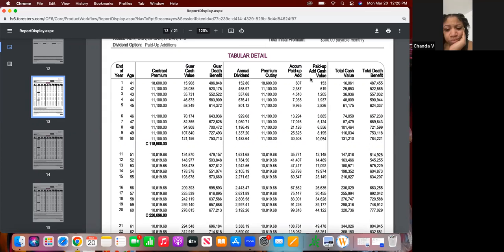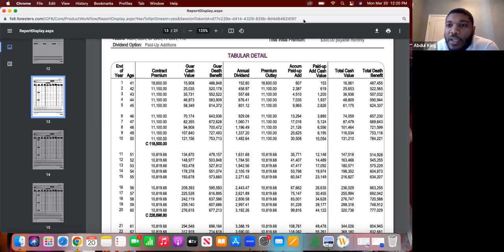Hey, Ab, what is MEC? What is that? A MEC, a modified endowment contract. All right, so this is just called a modified endowment contract.